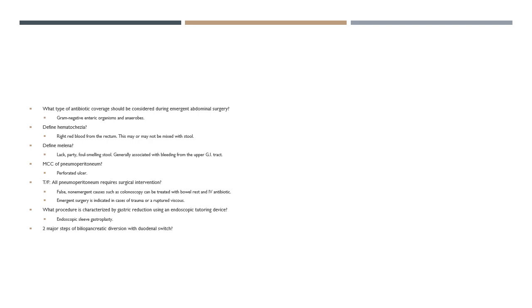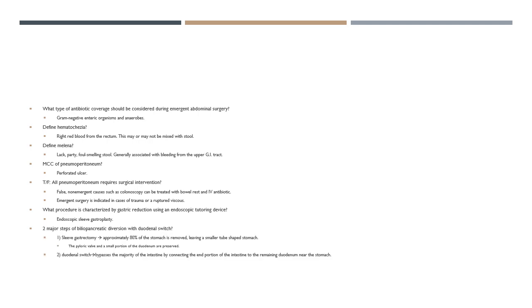Next question. List two major steps of biliopancreatic diversion with duodenal switch. So first, you have the biliopancreatic diversion, right? You're going to create a sleeve gastrectomy. That's going to be part one. So sleeve gastrectomy, approximately 80% of the stomach is removed, leaving a smaller tube-shaped stomach. The pyloric valve, specifically, and a small portion of the duodenum are preserved. So that's going to be the first step, creation of a sleeve gastrectomy.